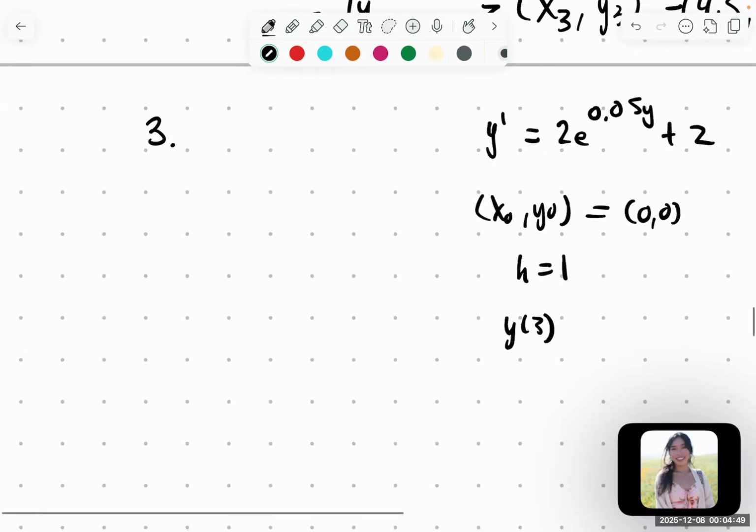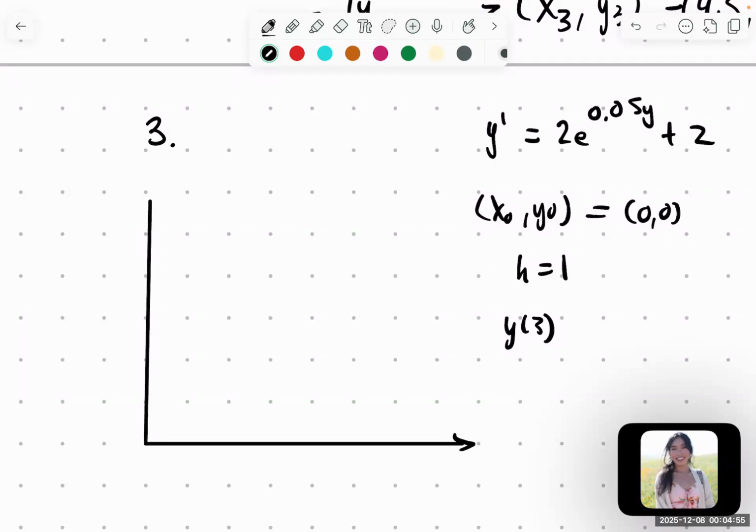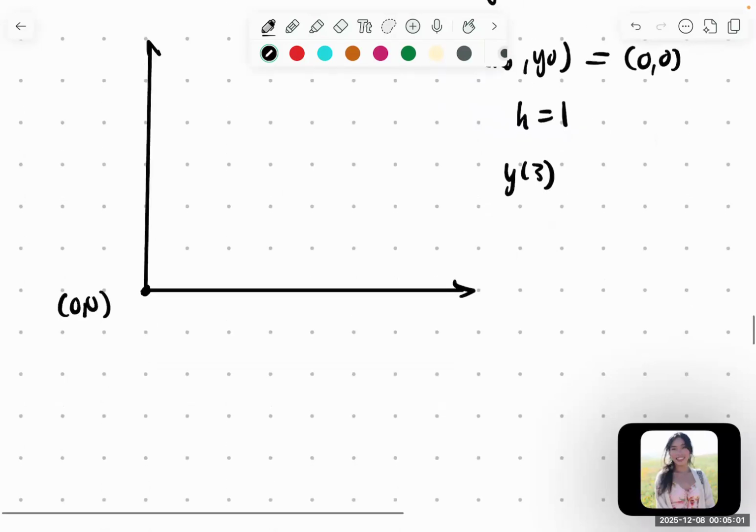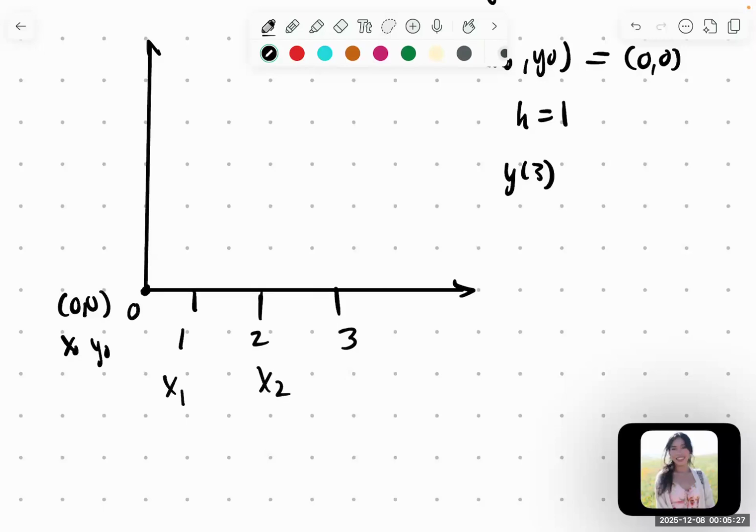Okay. So next thing we do is we make the graph. It doesn't have to be perfect. We just want to use it to help you. This is our x0, y0. And so unlike before, we're not going 0.5 over, we're going one whole number over. So we got 0, got 1, 2, and then we want to get to 3. This is going to be our x1, x2, and x3. So this is our final point.